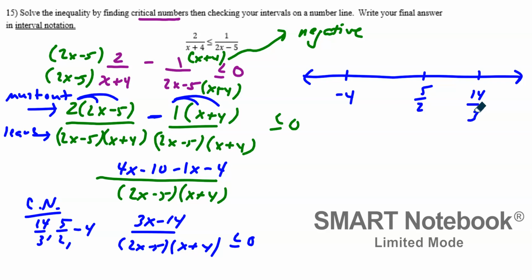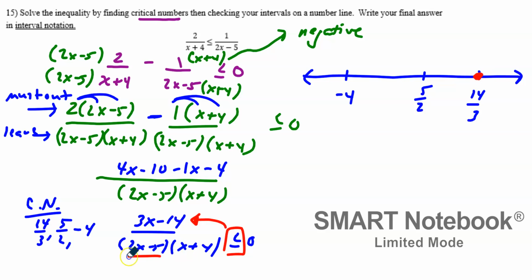What we need to do is decide what kind of dots go on these critical numbers, and we need to check numbers within each interval here. So our inequality is less than or equal to. So anything in the numerator is going to be a closed dot because of the less than or equal to. So this one's going to be a closed dot.